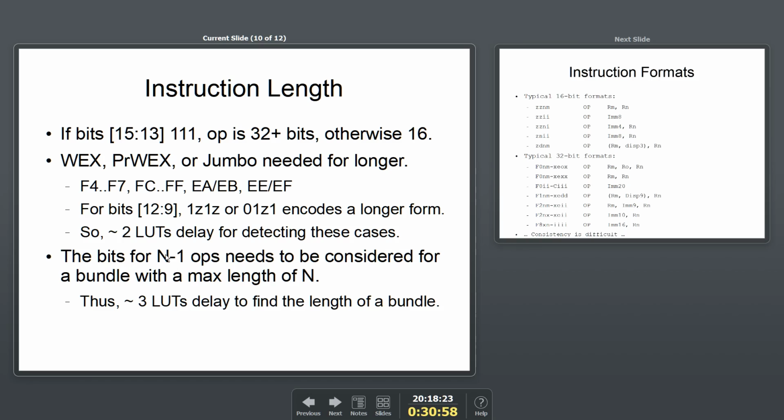A group of n-1 ops needs to be considered for a maximum length bundle of n. In the case of 3, that means we can look at the 2 bits from 2 different instructions and then be able to tell whether we're looking at a single scalar instruction or a 2 or 3 element Jumbo or WEX form.